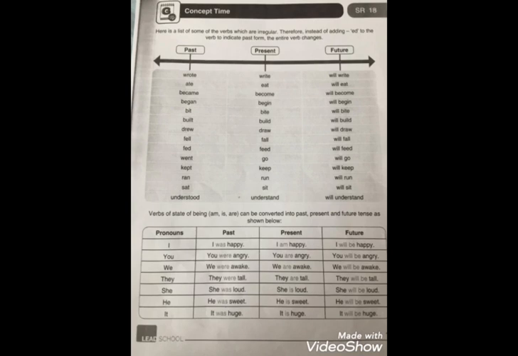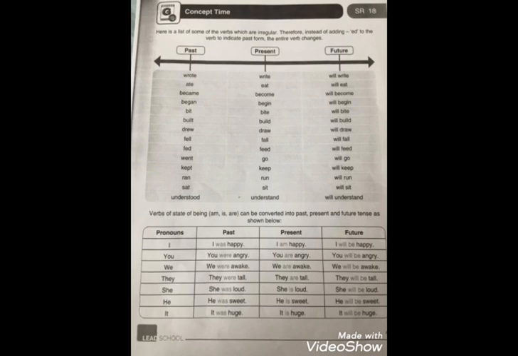She was loud, she is loud, she will be loud. He was sweet, he is sweet, he will be sweet. It was huge, it is huge, it will be huge.